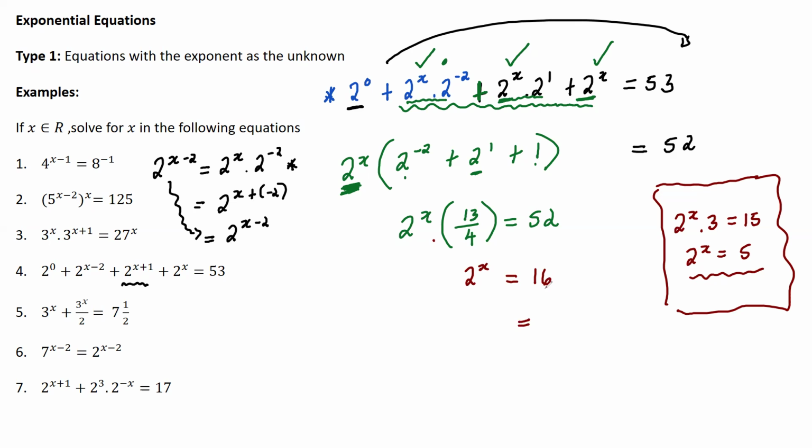Then 2 to the power x is now equal to 2 to the power 4, because to prime bases, 16 is 2 to the power 4. Drop it like it's hot. Eventually, your answer for x is equal to 4.